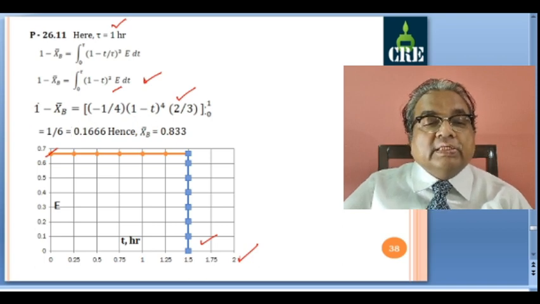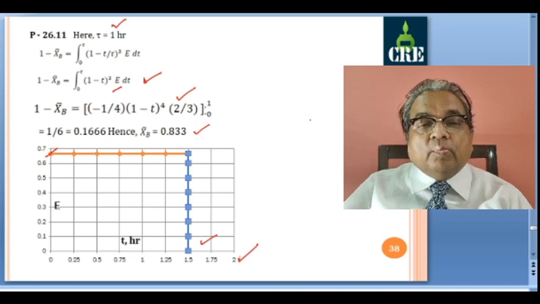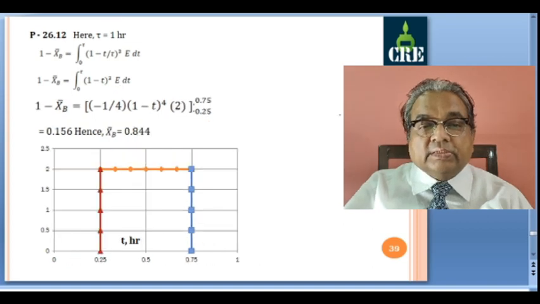So 1 minus xb bar value is 0.1666. So xb bar will be 1 minus that value. It comes out to be 0.833. So for this case, the mean conversion is 0.833. Next case.